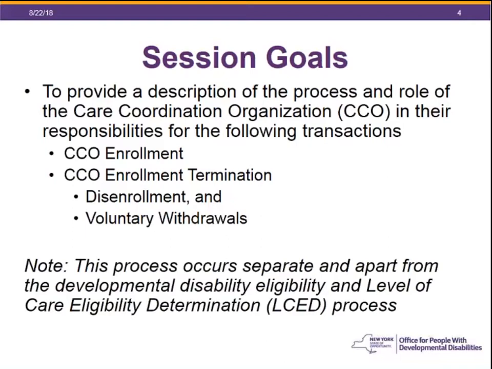Just want to mention that this process that we're talking about here happens following the process of eligibility. So the eligibility and level of care eligibility determination process is conducted at the DDRO front door, and that will occur first before someone is enrolled into the CCO organization. So we don't want to confuse things. We want to bifurcate that process and make sure folks are clear.